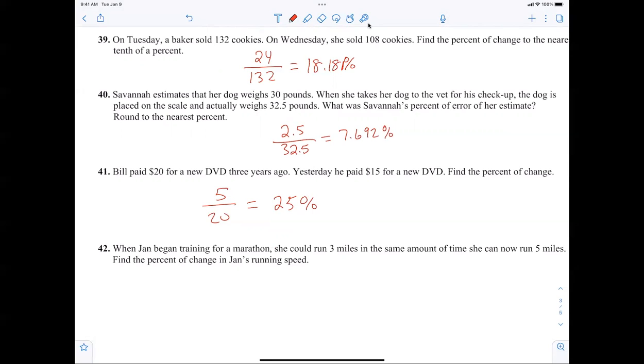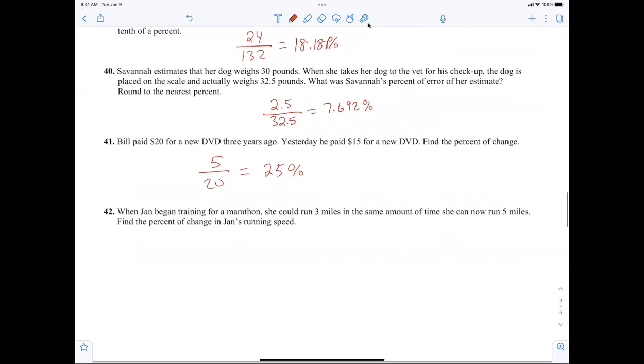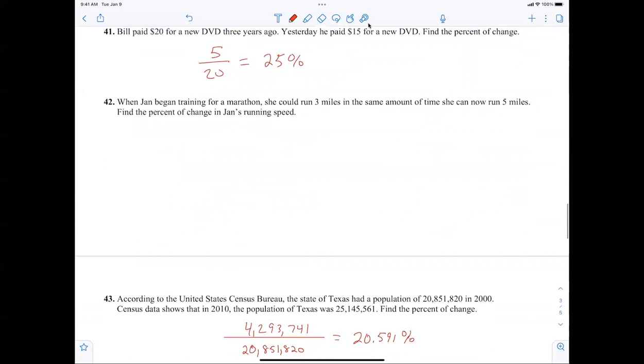All right, that's smart. On to the next word problem. All right, Miss Emily. When Jane began training for a marathon, she could run 3 miles in the same amount of time she can run 5 miles. Find the percent of change in Jane's running speed. So for 3 miles and 5 miles, you would do 2 over 5.